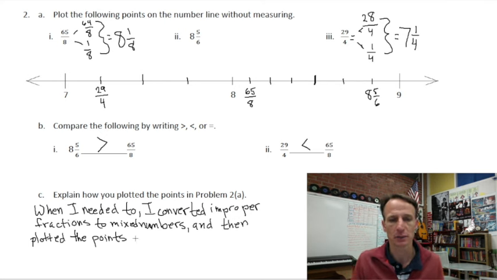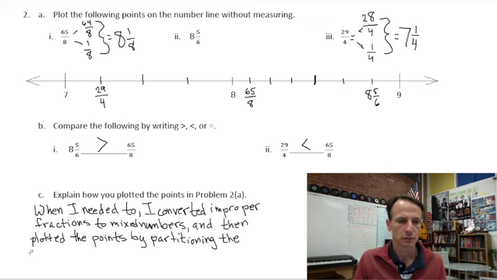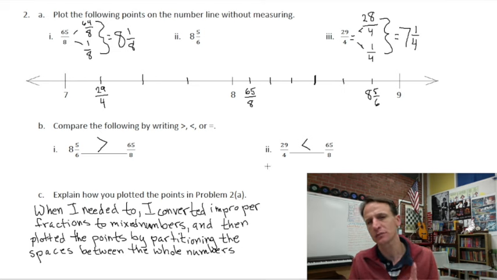Okay, and then plotted the points by partitioning. So we're using some math vocabulary here. The spaces between the whole numbers, and we did one more little thing in positioning these numbers correctly, is that we used the whole numbers and the half points as benchmarks of comparison.